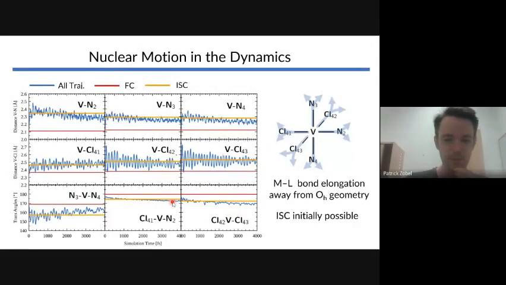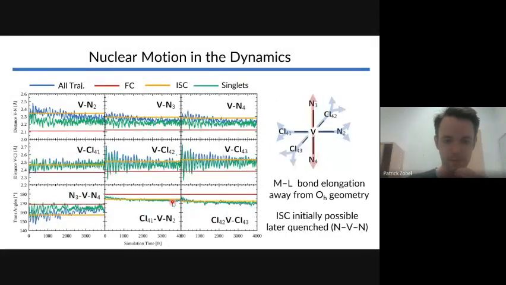But now when we look at what the singlet states actually do, we see, most importantly for this one trans angle, the singlets go to higher values than where intersystem crossing is possible. So this is what at later times quenches the back intersystem crossing, and this is what keeps the remaining population in the singlet states, which then lead to the fluorescence.